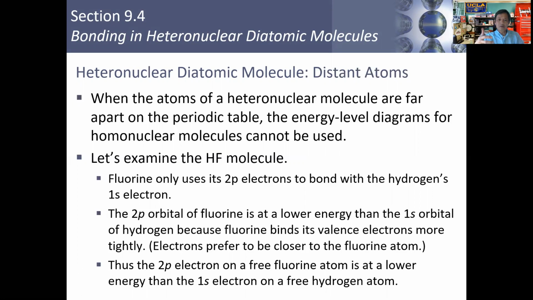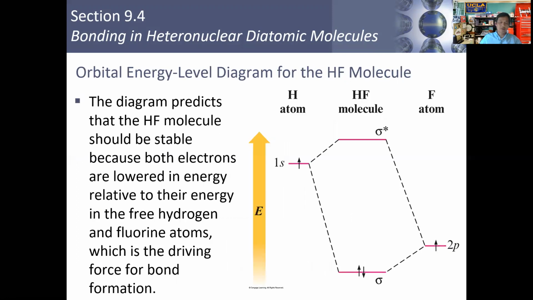Now what we have to consider here is that fluorine is a much more electronegative atom than hydrogen, which means it's going to take that one electron in the p orbital and pull it a lot closer to the nucleus. Again, that's because fluorine is much more electronegative. So when we take a look at the diagram, we have the one electron from the 2p orbital of fluorine, much lower in energy because it's more stable.